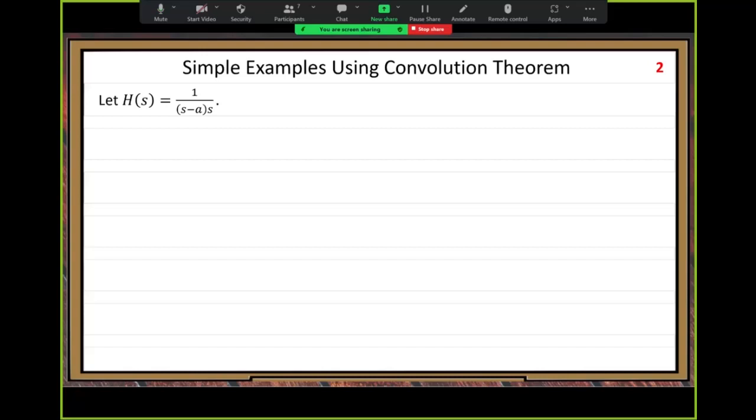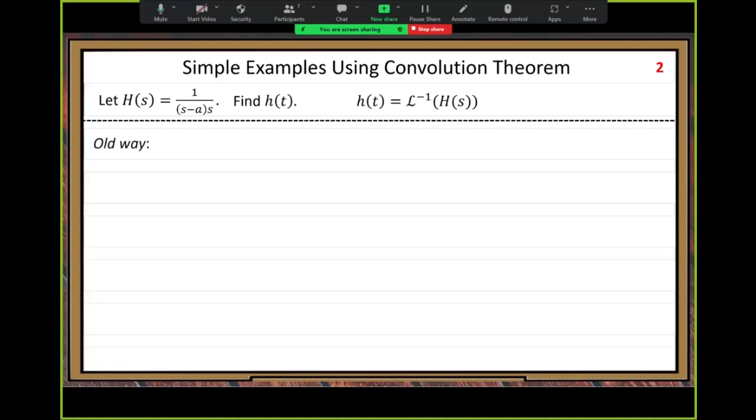We split the fraction, right? One fraction minus another one: 1 over s minus a minus 1 over s. But we need to adjust the numerator. So that's our old method. Our goal is to find little h. Let me recall the old way, I do it here.